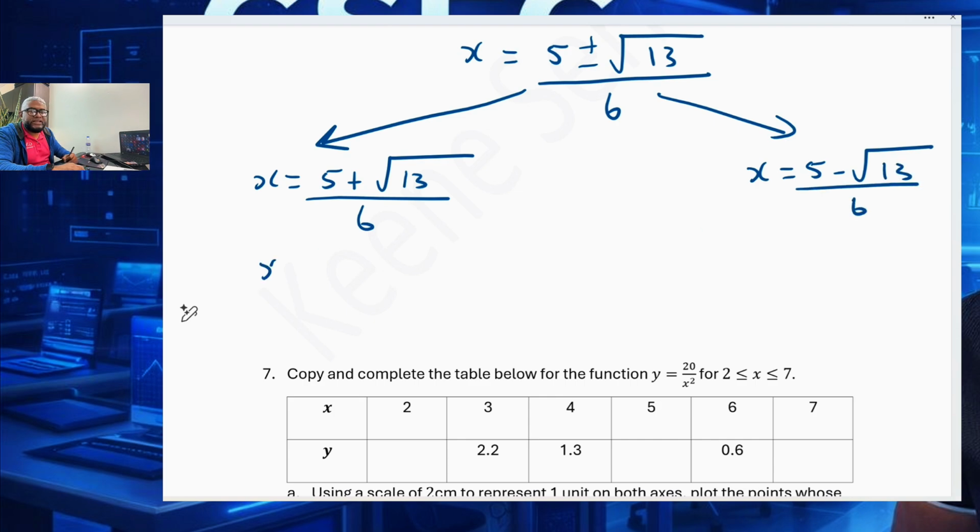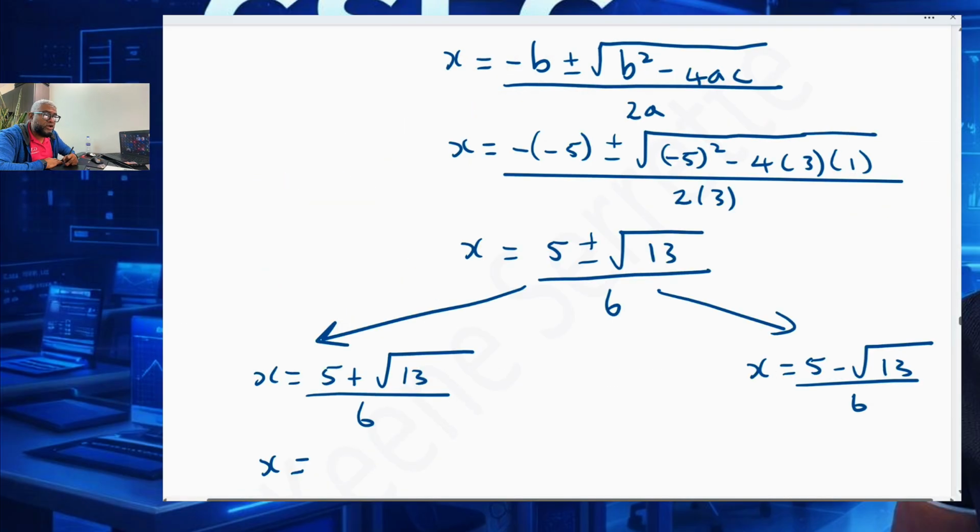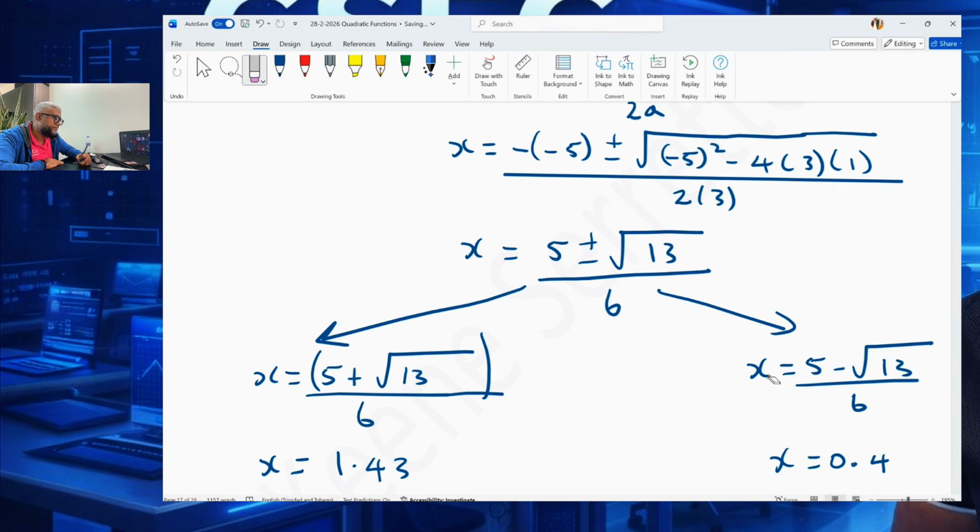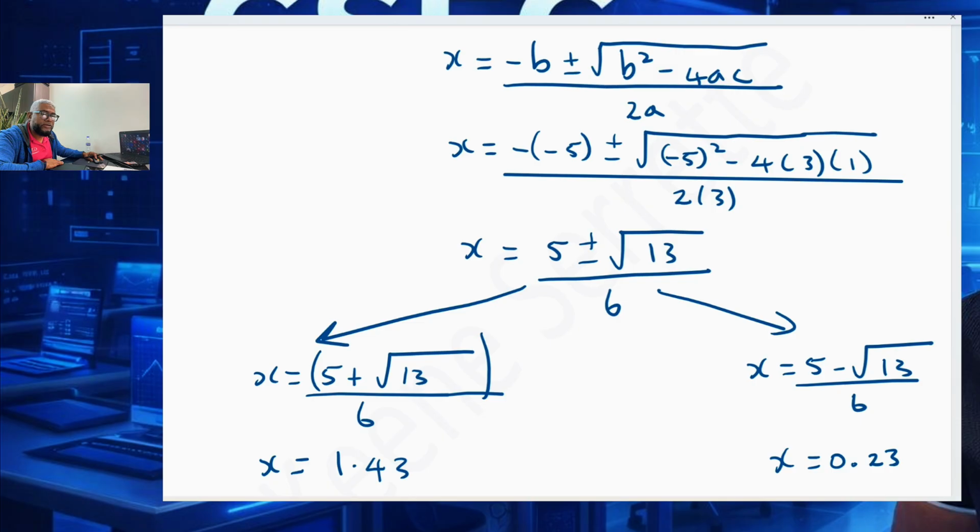x will be equal to what on the left? I remember I told you I'll put this in brackets before you divide. So when you work out the top, give me the final answer: 1.43. And on this side you're getting 0.23. Top I get 8.605555. Now I don't want to know that.